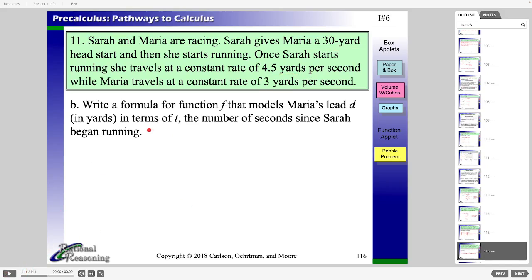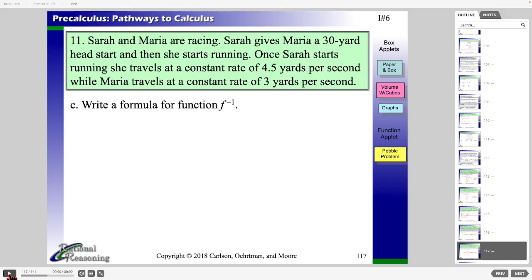Okay? So how could we model Sarah's lead in terms of t, the number of seconds since they began running? Well, remember we start with 30. The difference between their two rates is 1.5, right? 4.5 minus 3. That's how the distance between them is changing with each second. Sarah is getting 1.5 yards closer. So the distance between them is shrinking.